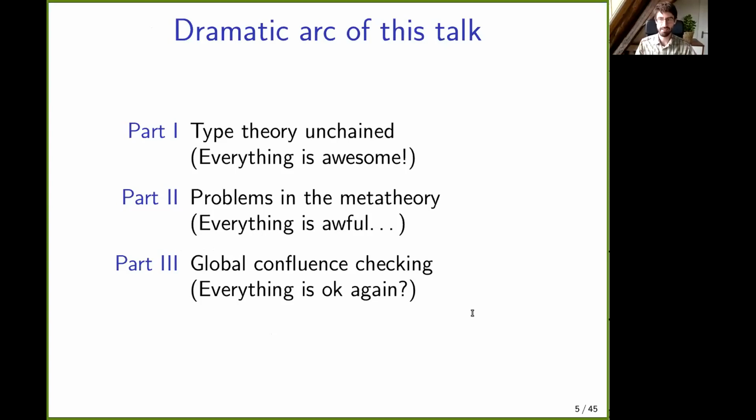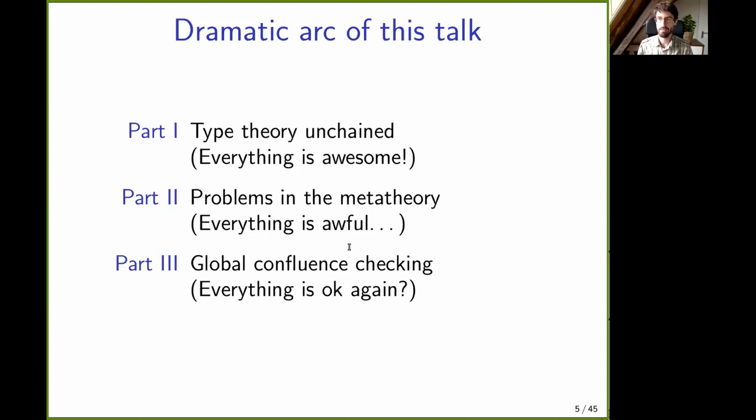So let me give you an overview of the rest of this talk. The chromatic arc. First, I'll start by introducing type theory with rewrite rules, which, as I'll tell you, will solve a lot of problems and will be great and everything will be awesome. Then we'll look a bit at the meta theory of this system, and we'll see that, well, actually adding rewrite rules breaks a lot of properties that we usually expect from dependent type theory. And everything will be going sour, everything will be awful.